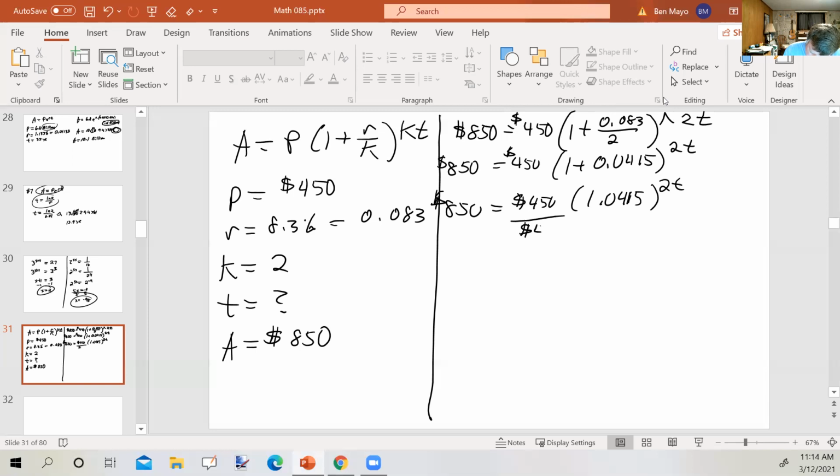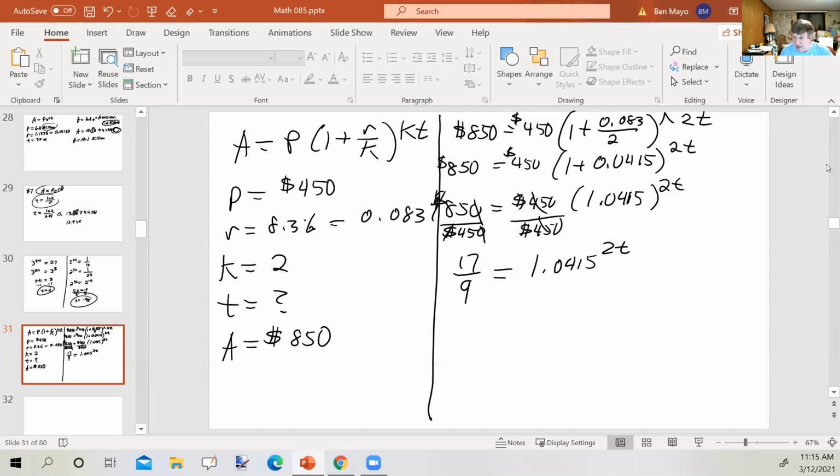So I'm going to divide both sides by $450. The dollar signs would go away, a 0 would go away. 85 over 45. If I divided the top and the bottom both by 5, I'd get 17 over 9. Now, 17 over 9 is not going to be a nice decimal, so don't approximate it. Leave it as a fraction, equals 1.0415 to the 2t power.